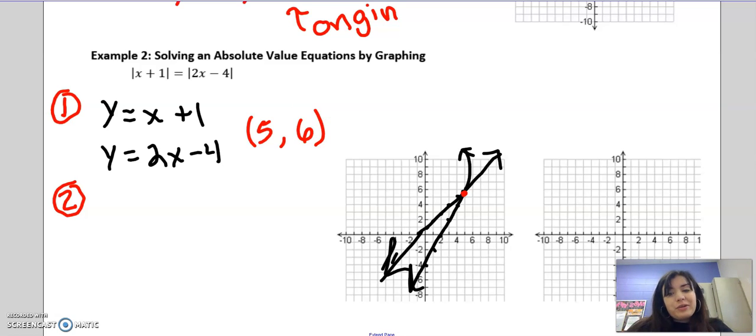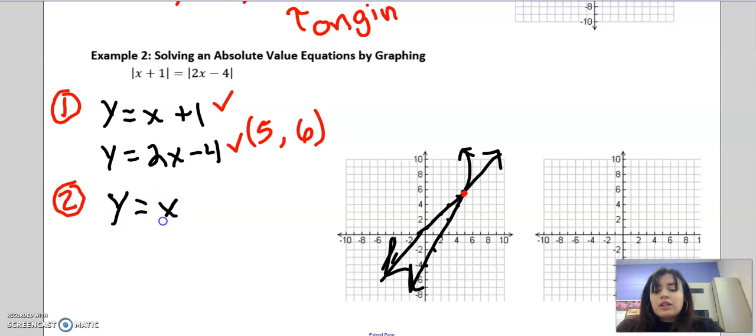And again, if we plug those in, we're getting 5 plus 1 equals 6 for the top. And 2 times 5, which is 10, 10 minus 4 is 6. That is good. Now we're on to the second part. So this is where we do something different. We are always going to keep the left equation the same. So it's going to be y equals x plus 1. That does not change. The one that will change is our equation on the right.